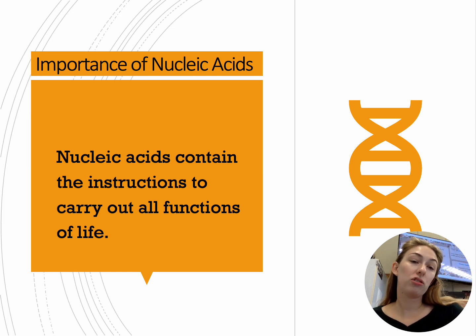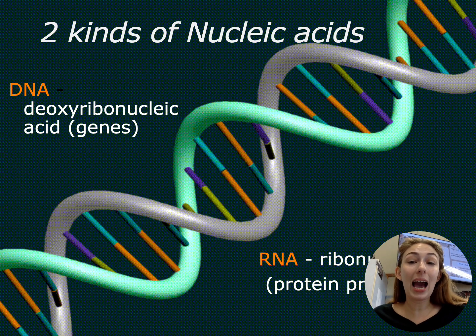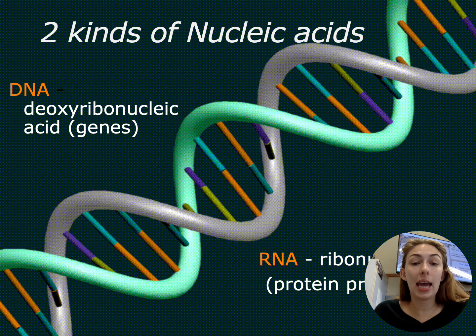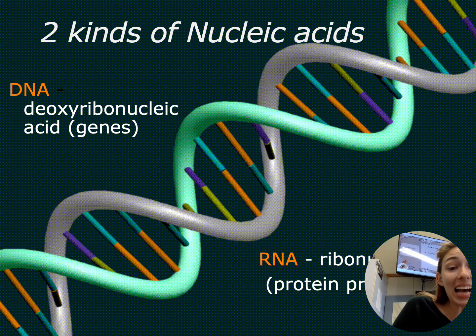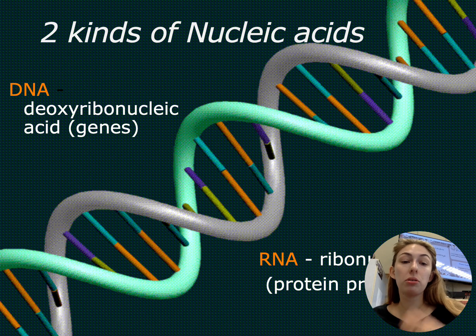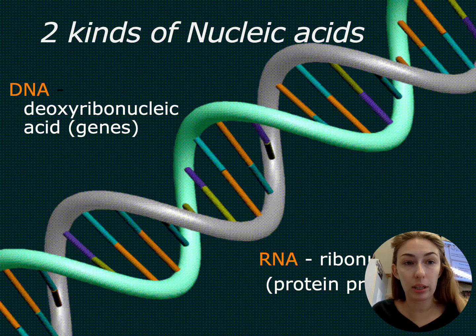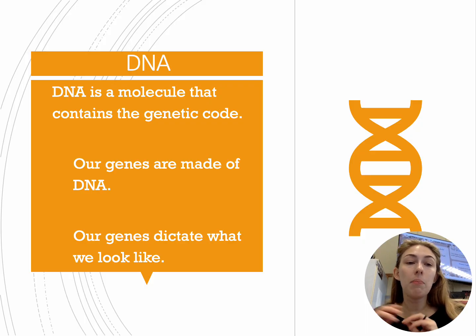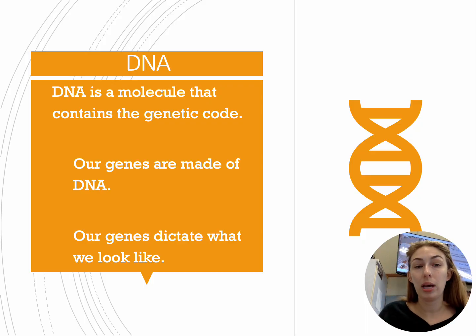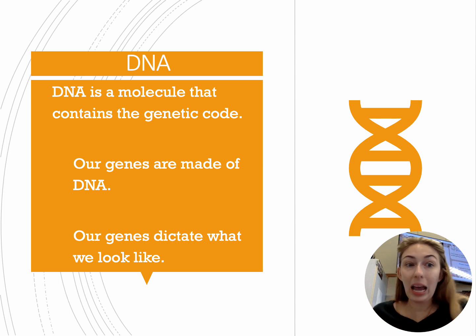Nucleic acids contain the instructions to carry out all functions of life. That being said, nucleic acids form our DNA. DNA is deoxyribonucleic acid. It also forms RNA, which is ribonucleic acid. They're super important for protein production. Now remember, DNA is a molecule that contains the genetic code, aka the coding for life. Our genes are made of DNA. Our genes dictate what we look like, how our body forms. We're going to talk about all this in detail with genetics.